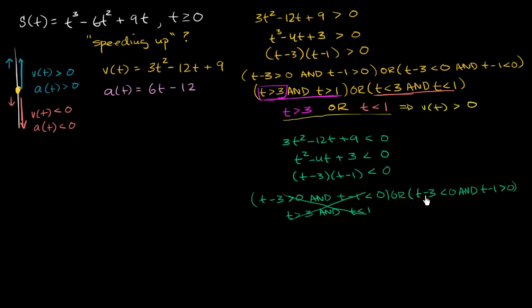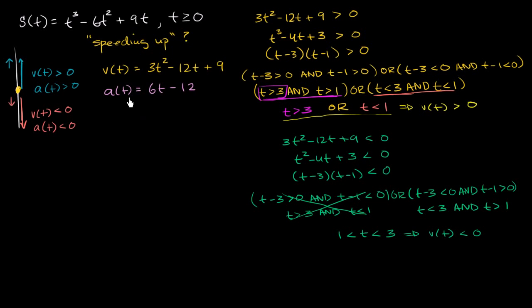Luckily, this is an or, so if we can just make this true, that's enough. So add 3 to both sides: t is less than 3 and t is greater than 1. Or we could say that 1 is less than t is less than 3. This tells us when our velocity is less than 0. So we know the intervals where our velocity is positive, and we know the intervals where the velocity is negative.